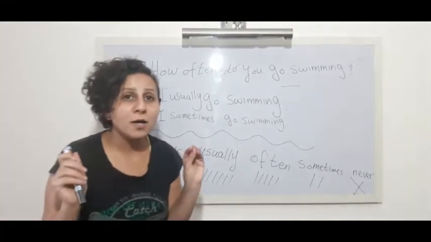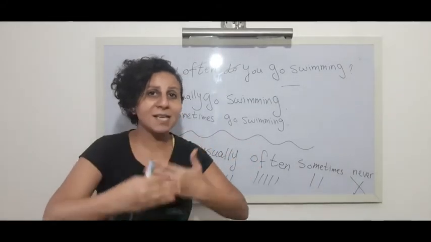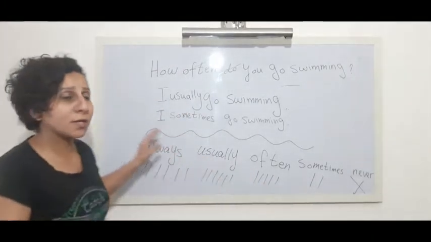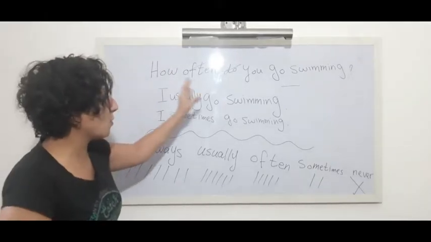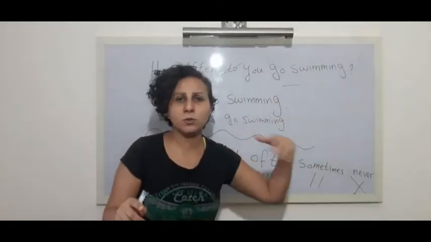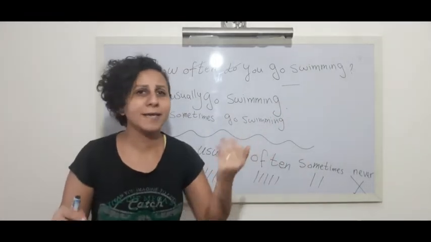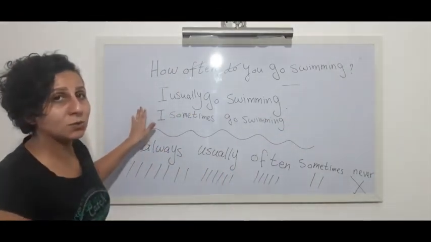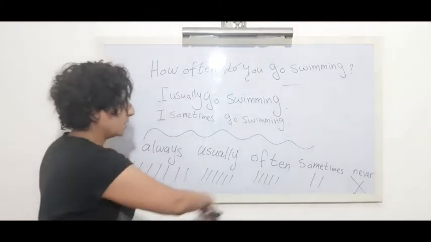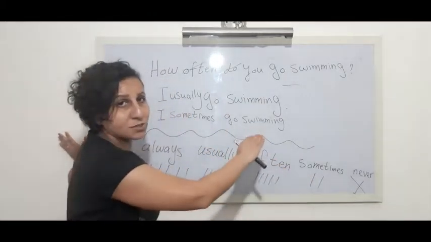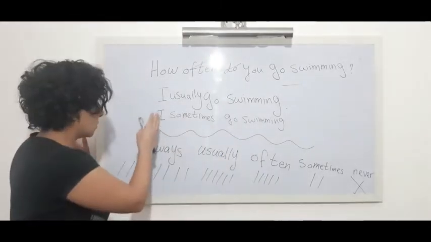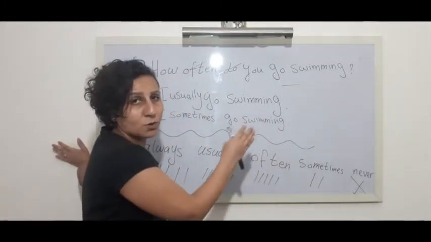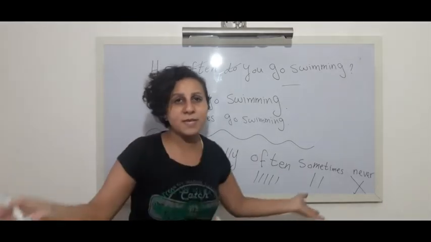Okay, now if you want to know if I do this action a lot or less time, or I never do this action, you are going to ask me this question. How often do you go swimming, go to a museum, go to Cairo? How often? Okay, and we will answer it using I, and we will use one of these words: I usually, I often, I sometimes, I never go swimming or go to Cairo or do this action.